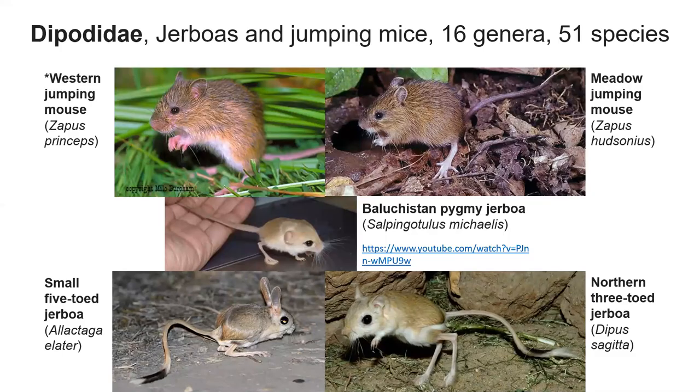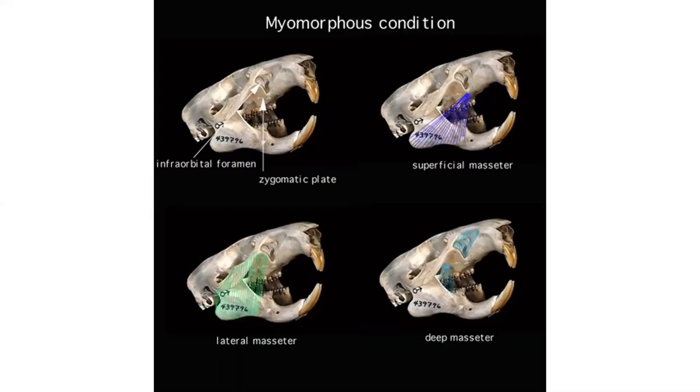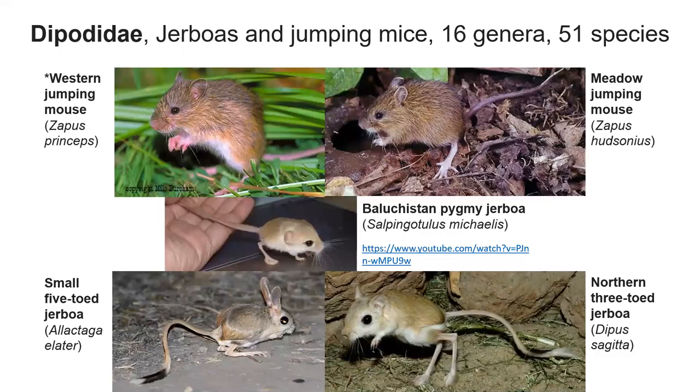So there are a bunch of different families we're going to talk about that are all myomorphic. First family I'm going to mention is Dipodidae, which are the jerboas and jumping mice. The top two species we have here, the western jumping mouse and the meadow jumping mouse, are both found in Montana. We're just going to learn the western jumping mouse, though, because they're difficult to tell apart.